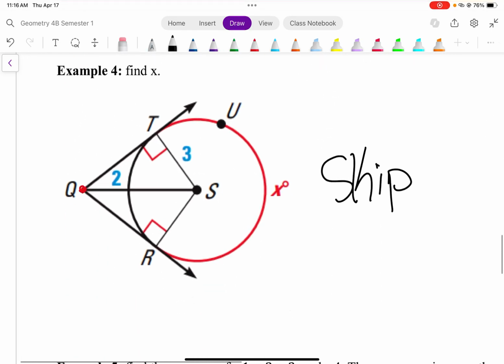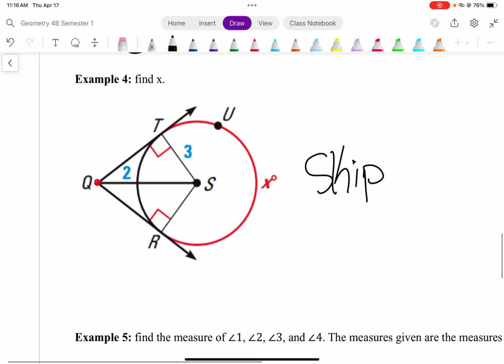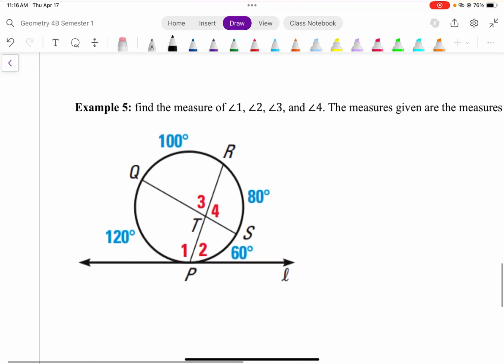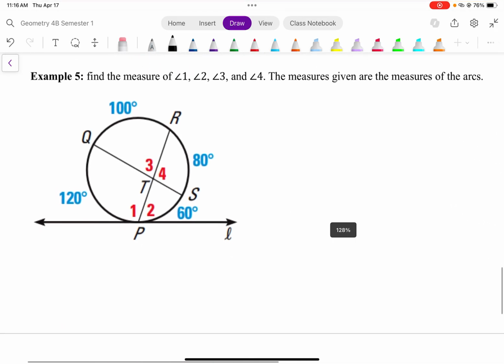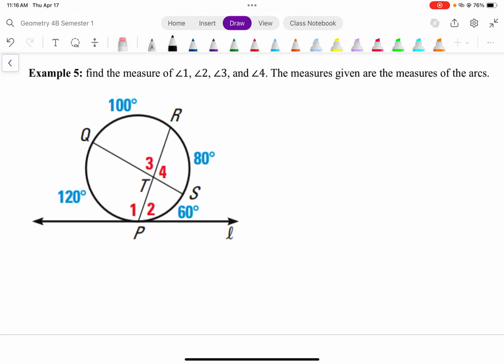All right, we are going to skip example 4. I don't think we really need to go over that one for this section. And then for example 5, I would recommend pausing, trying this problem on your own, and then checking back for the answers. Okay, so for this problem, they want the measure of angles 1, 2, 3, and 4.